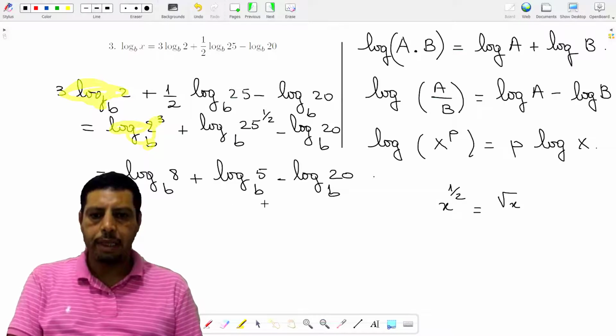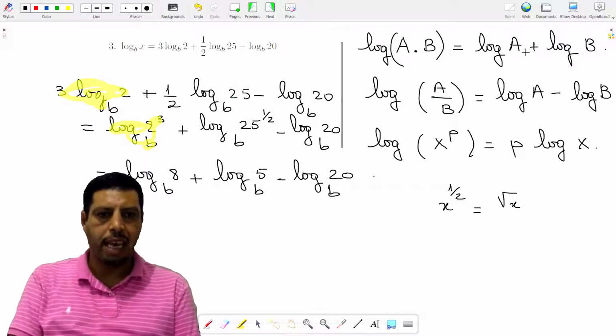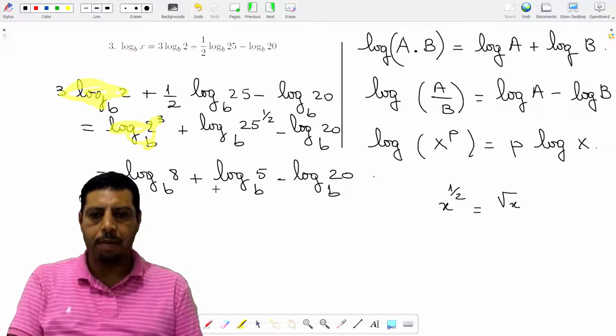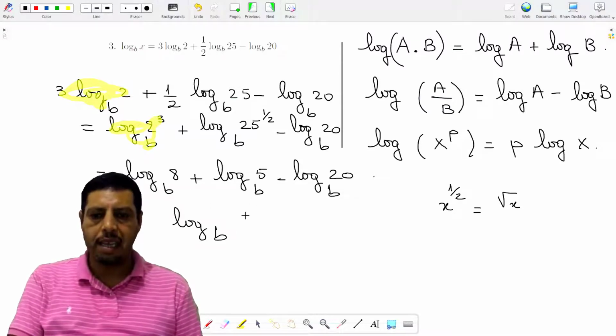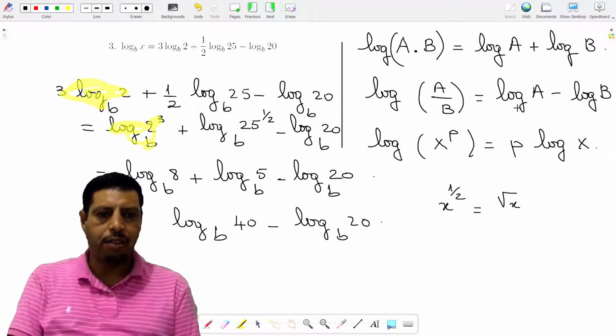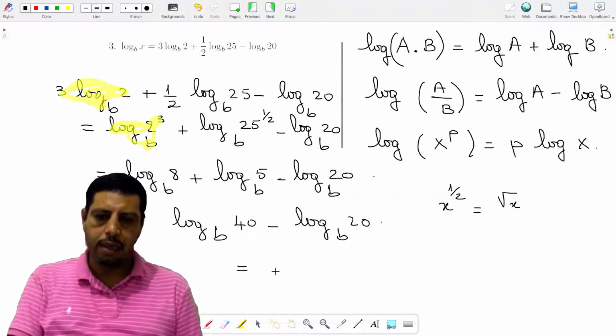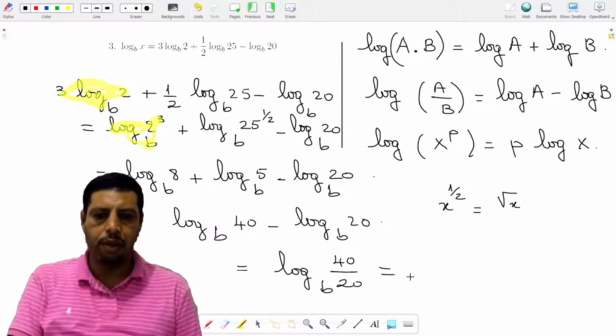Now, we're going to apply first the sum rule. It means log a plus log b is equal to log of a times b, to these first two terms. So we're going to get log base b of 8 times 5, and 8 times 5 is 40, minus log base b of 20. Now, if you apply the second rule, log a minus log b equals log of a over b, you're going to get log base b of 40 over 20. And 40 over 20 is equal to 2. So this right-hand side term is equal to log base b of 2.